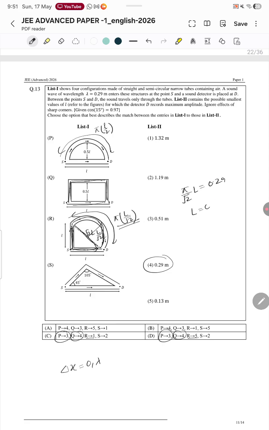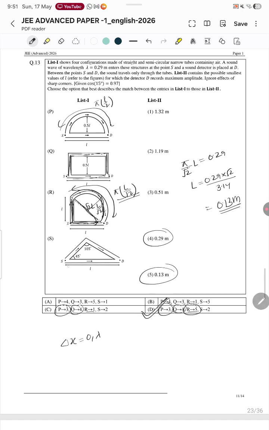So let's calculate the L value. 0.29 into root 2 divided by pi, this is 3.14. Calculate it. This is coming out to 0.13 meter, which is of course the fifth option. So the answer will be D. Now if you want to check the S option also, you are free to check. Let me check it for you. This length is L, just calculate this length and solve it, beta. It's not a big deal. It is a relatively easy question.